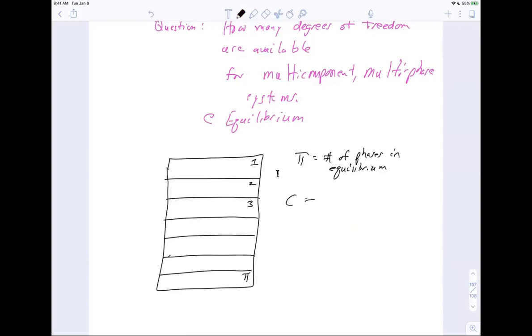So this is the number of chemical components or molecules, different types of molecules in your system. And we're going to say that these components can be present in all phases. So we're not going to discount the fact that some are not present in some phases. Everything is present. We make allowance for every one of these C components to be present in every one of the pi phases. So any questions as I build this up?